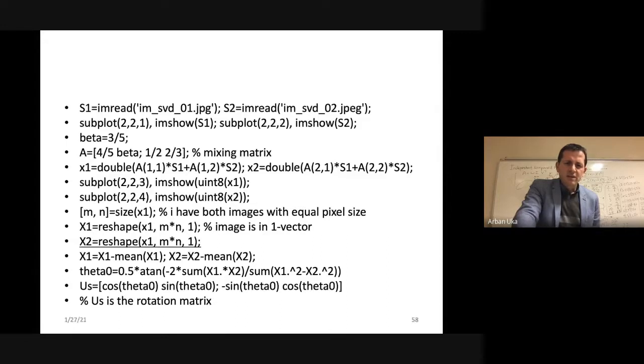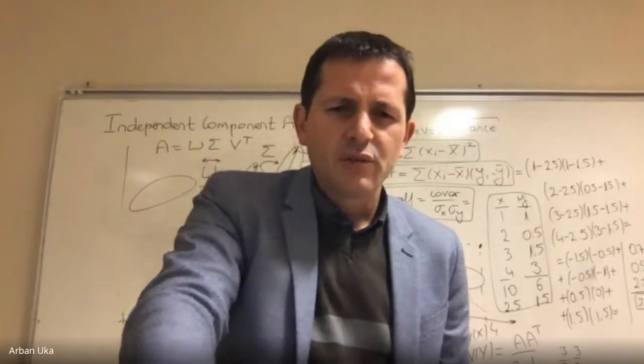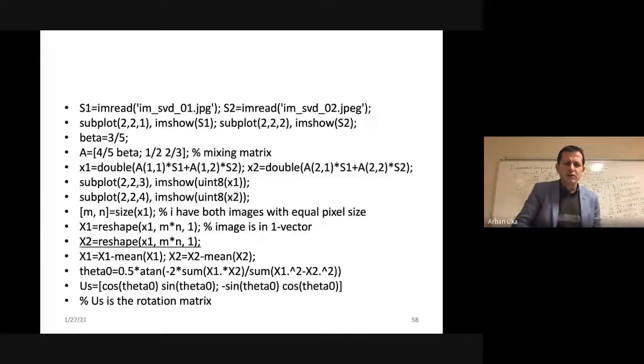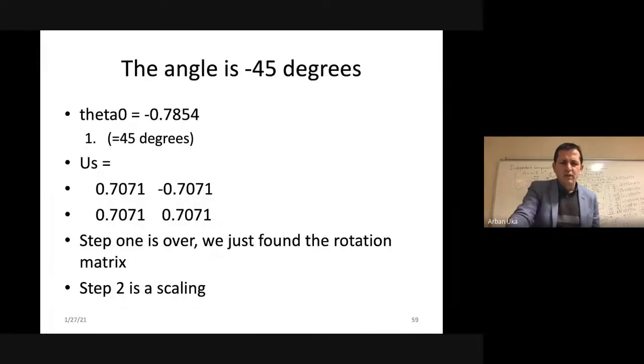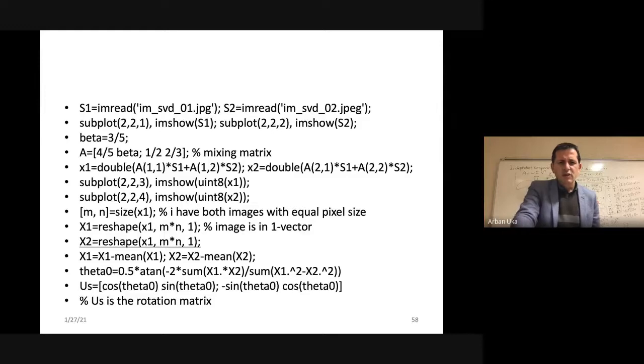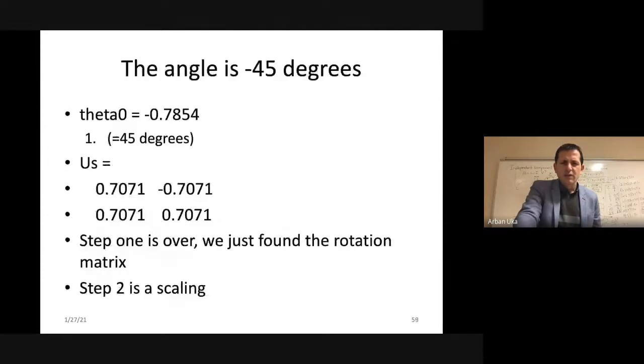Then after we find this theta, we can immediately construct the rotational matrix US, which is the USV. This is the first rotation, and we know that rotational matrices are always cosine, sine, minus sine, cosine. This is how we describe those, and this would be the rotation matrix.